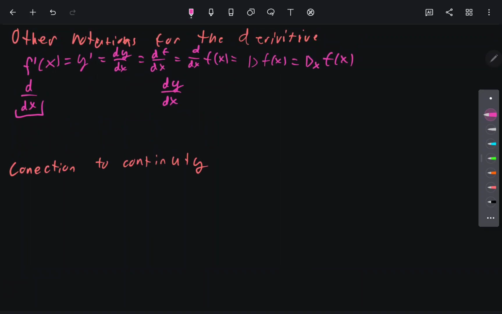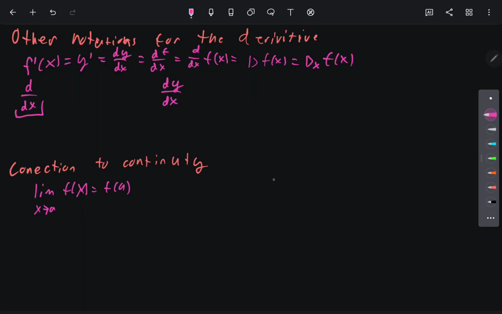You may recall that a continuous function is a function where its limit as x approaches a of f of x is really just equal to f of a. If this is true, then the function is continuous. Well, in order for a derivative to exist, a function must be continuous.